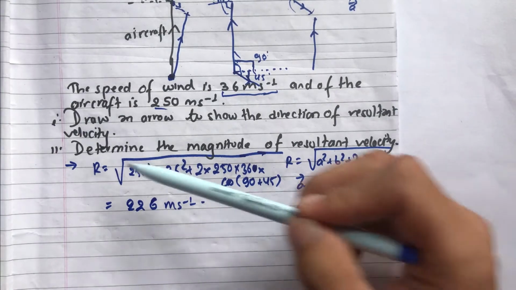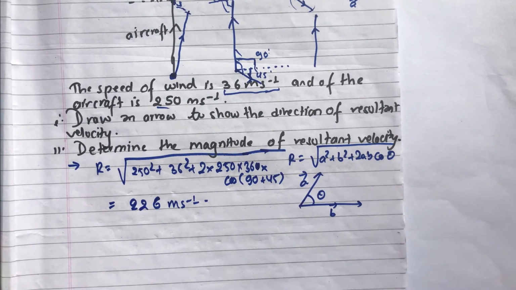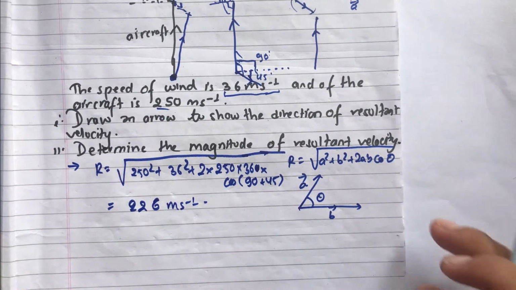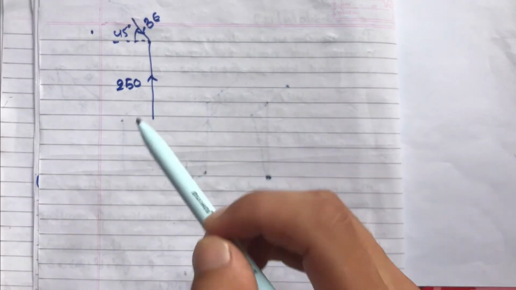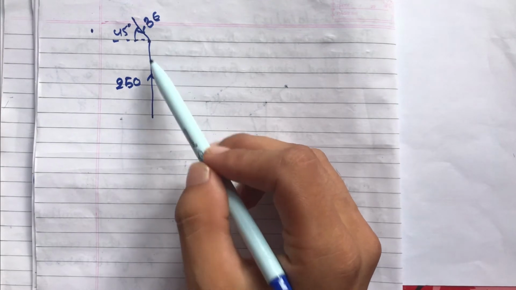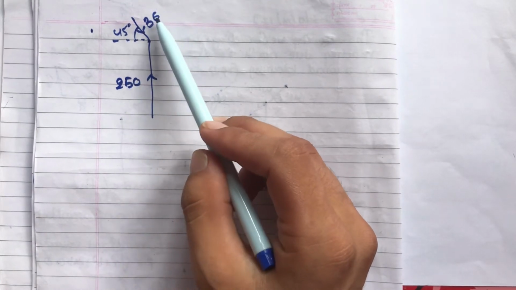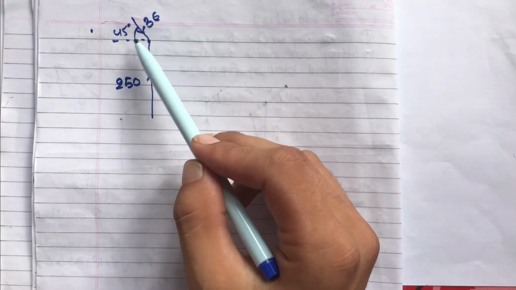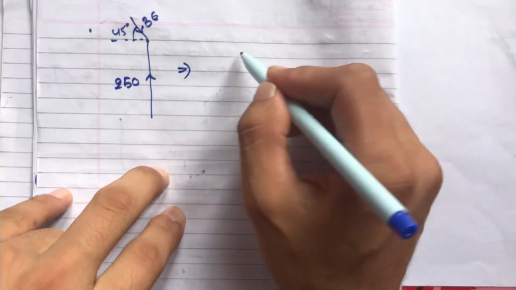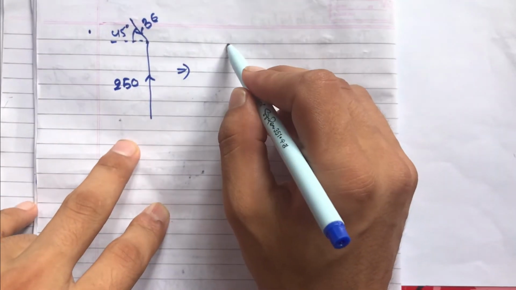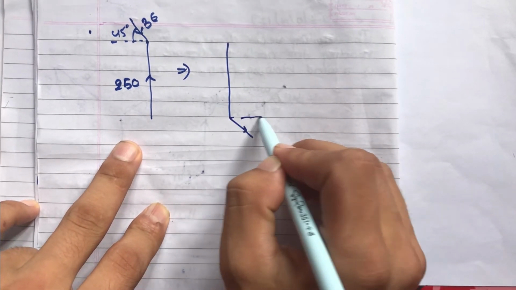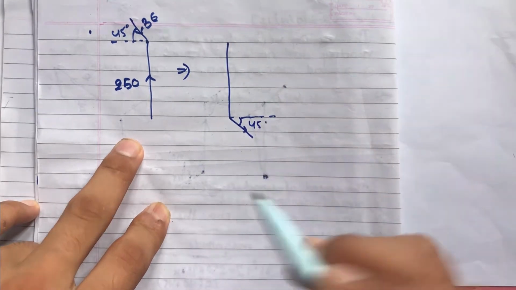Now this is one approach to solving this problem. What I'm going to show you now is how to solve this problem by resolving the vectors. So let's see. This is my original problem here. Velocity of aircraft was 250 meters per second to the north, and velocity of wind was 36 meters per second at an angle of 45 degrees to the horizontal. Now what I'm going to do is bring this wind velocity here, and this angle here is 45 degrees.